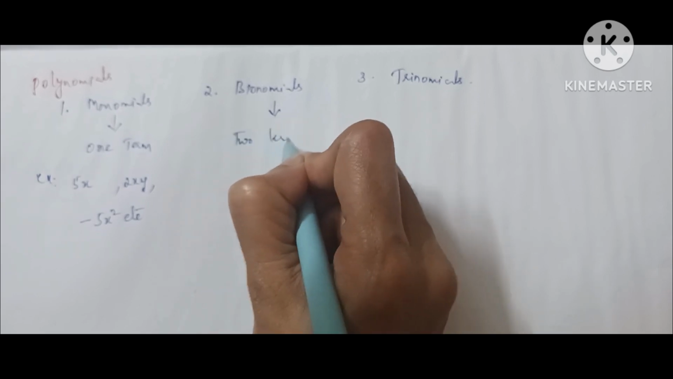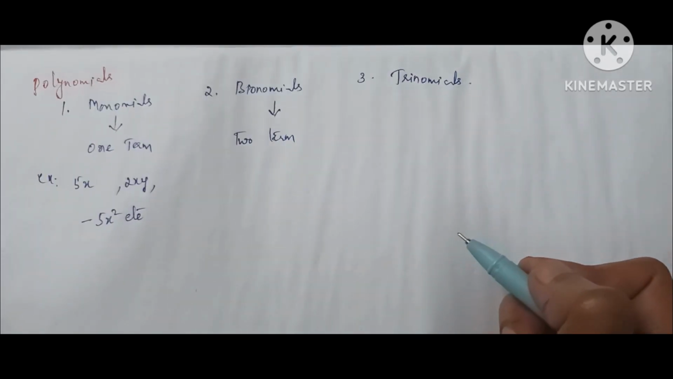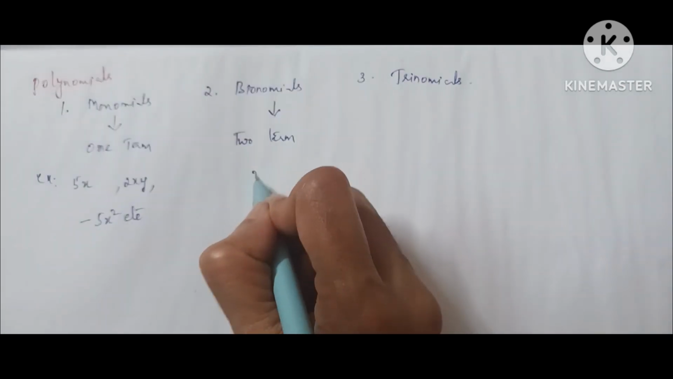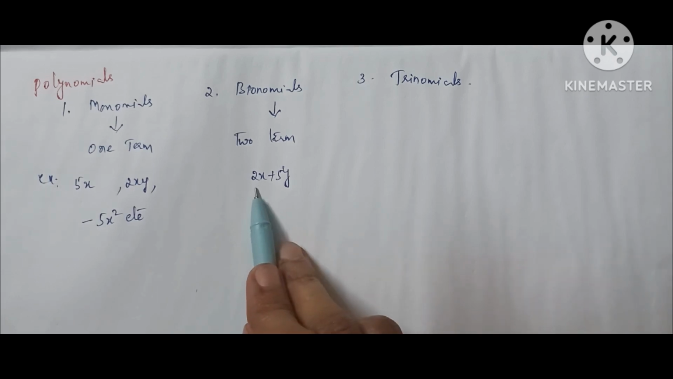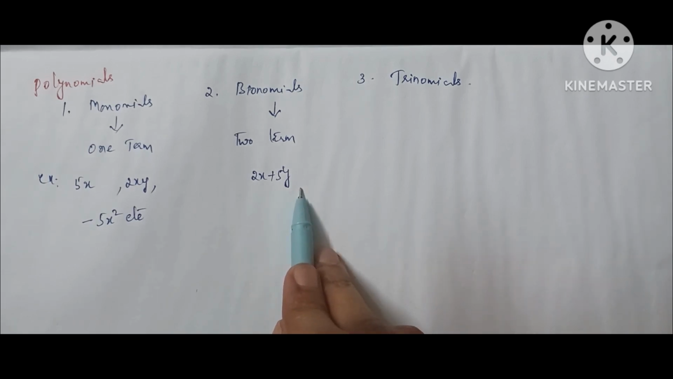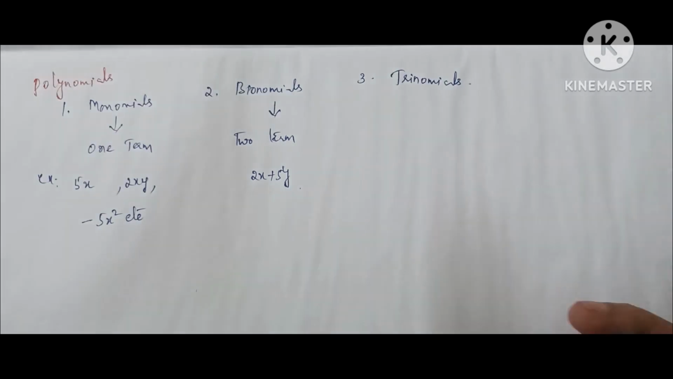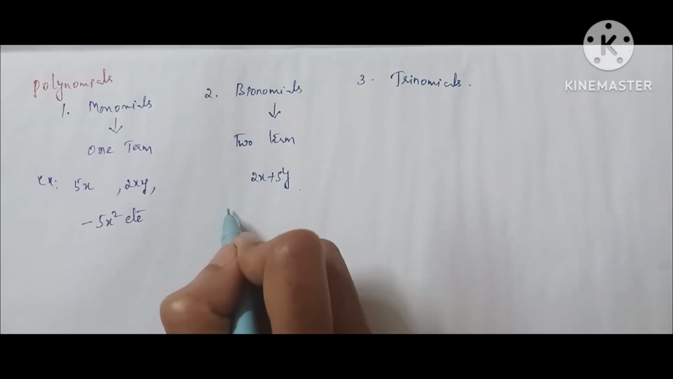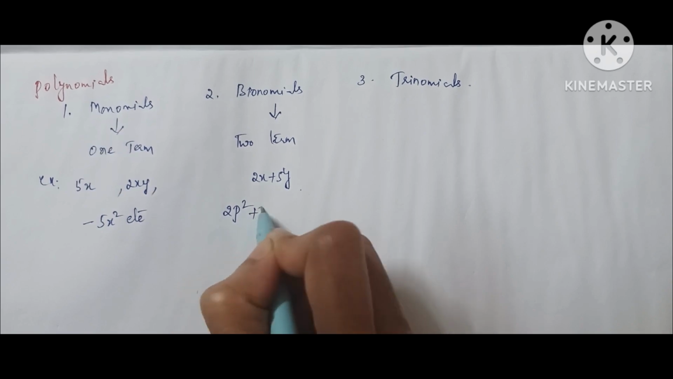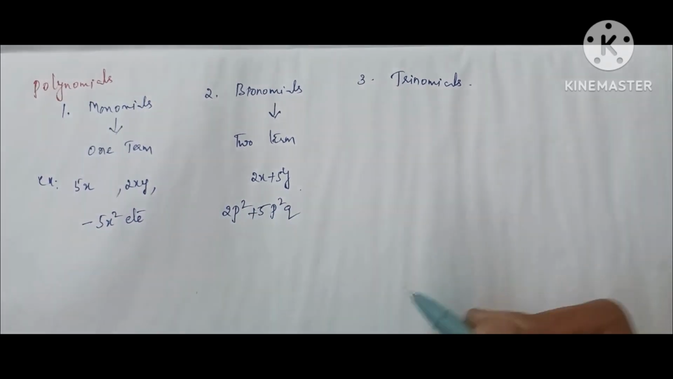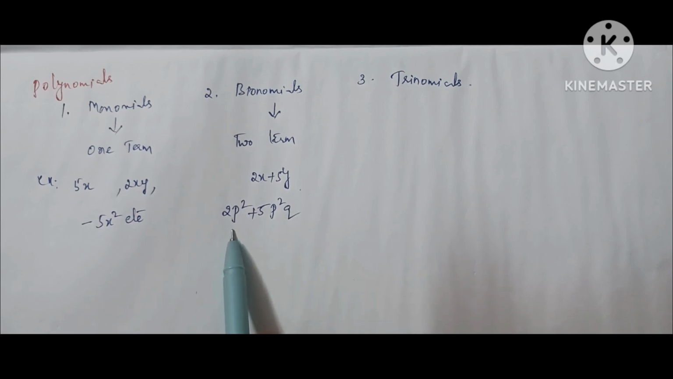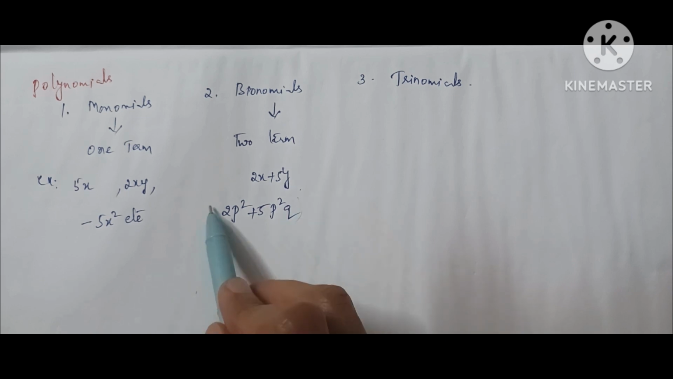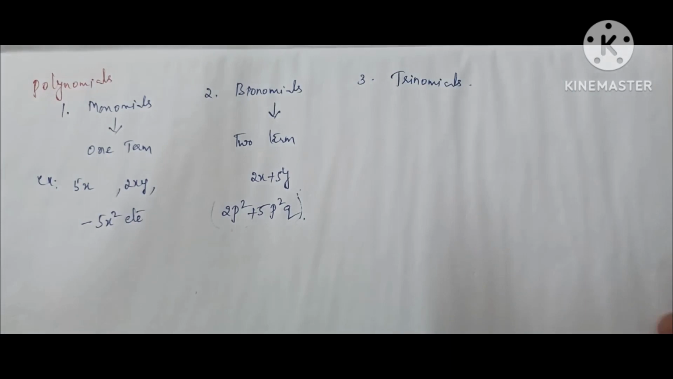Binomial. Bi means two. If an expression has two terms, it is called a binomial. For example, 2x plus 5y is a binomial because 2x is one term and 5y is another term. So it is known as a binomial. One more example: 2p square plus 5p cube. This is also a binomial because 2p square is one term and 5p cube is another term. Taken together, it is called a binomial.